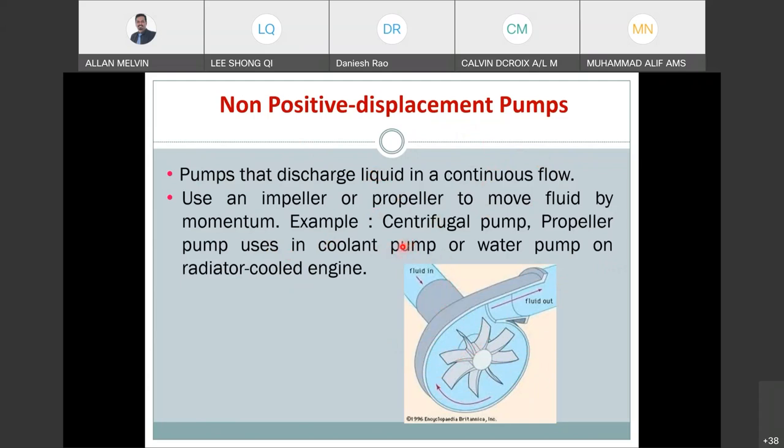For this pump, the fluid comes in, is automatically converted and sent out, so it is not kept at any place. It uses an impeller or propeller to move fluid by momentum, creating momentum in the fluid. Examples of non-positive displacement pumps are the centrifugal pump and the propeller pump, used as a coolant pump or water pump to cool an engine radiator. If you want more info, you can check YouTube to see how the pump works with animation. I think you can get more info there.